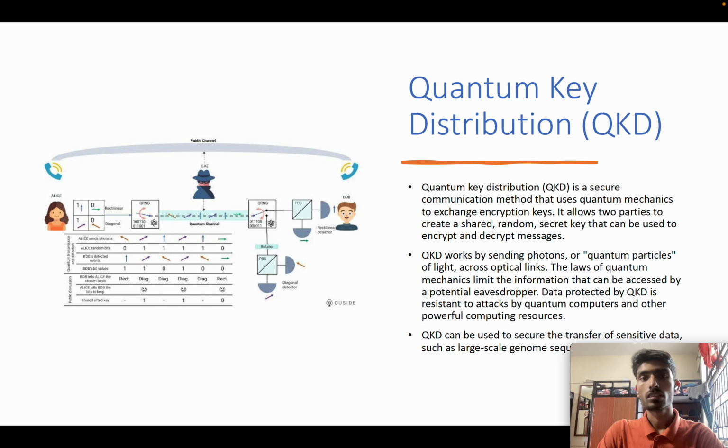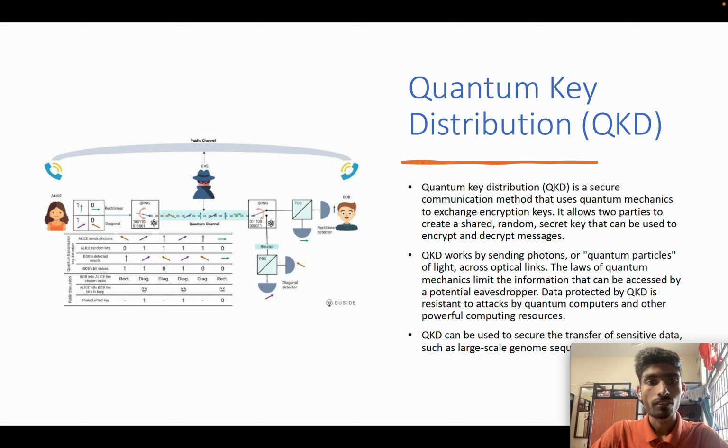Let's move on to the third slide, which is about quantum key distribution. This slide introduces quantum key distribution, a secure communication method that uses quantum mechanics to exchange encryption keys. This process involves sending photons, or quantum particles of light, across optical links. The inherent laws of quantum mechanics restrict the information accessible to potential eavesdroppers, and QKD, also known as quantum key distribution, can be employed to secure the transfer of sensitive data, such as large scale genome sequence data.